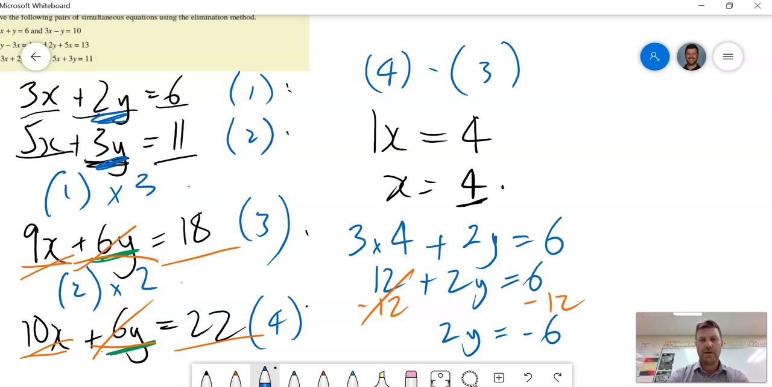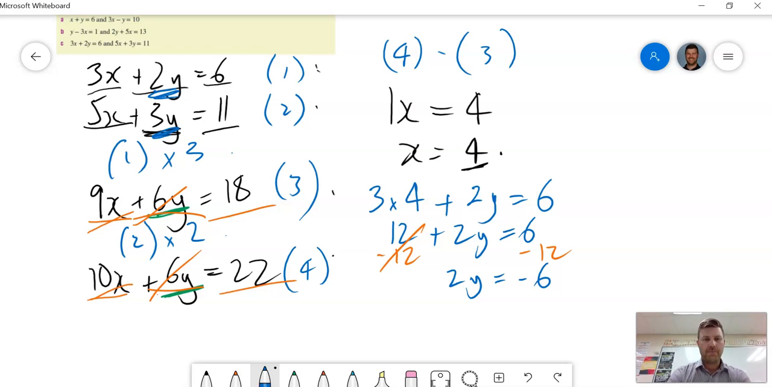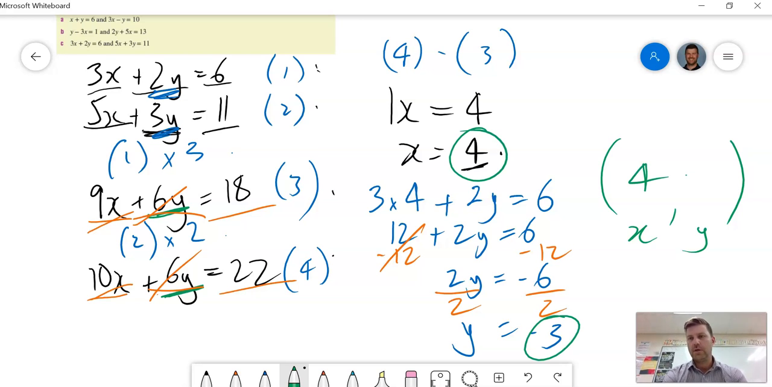I'm just going to zoom out here so you can still see the whole example. And I'm going to divide by 2 on both sides. And y is equal to, that's right, minus 3, giving me a final solution as a set of coordinates. Remember, it's your x value and then your y value. My x value is 4 and my y value is minus 3.